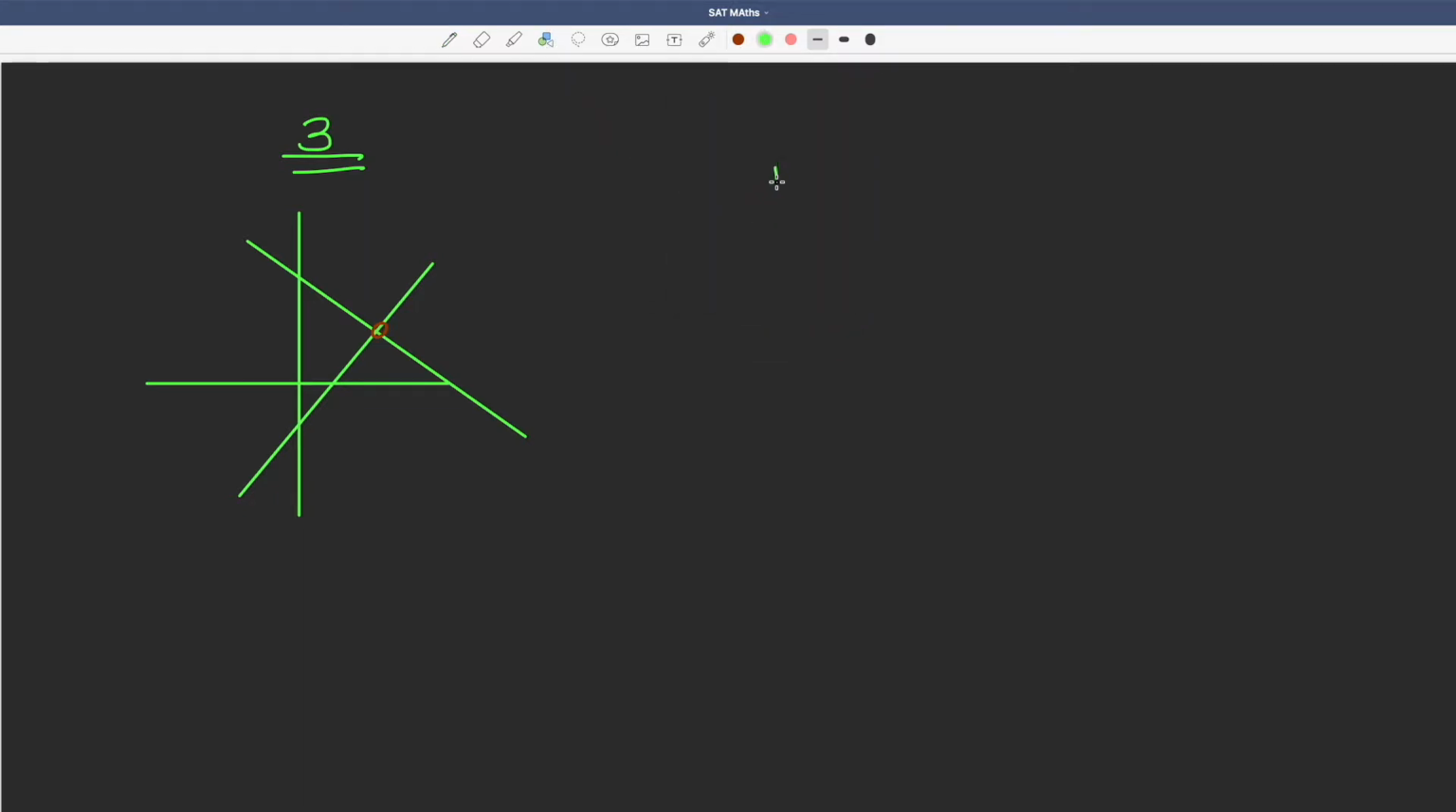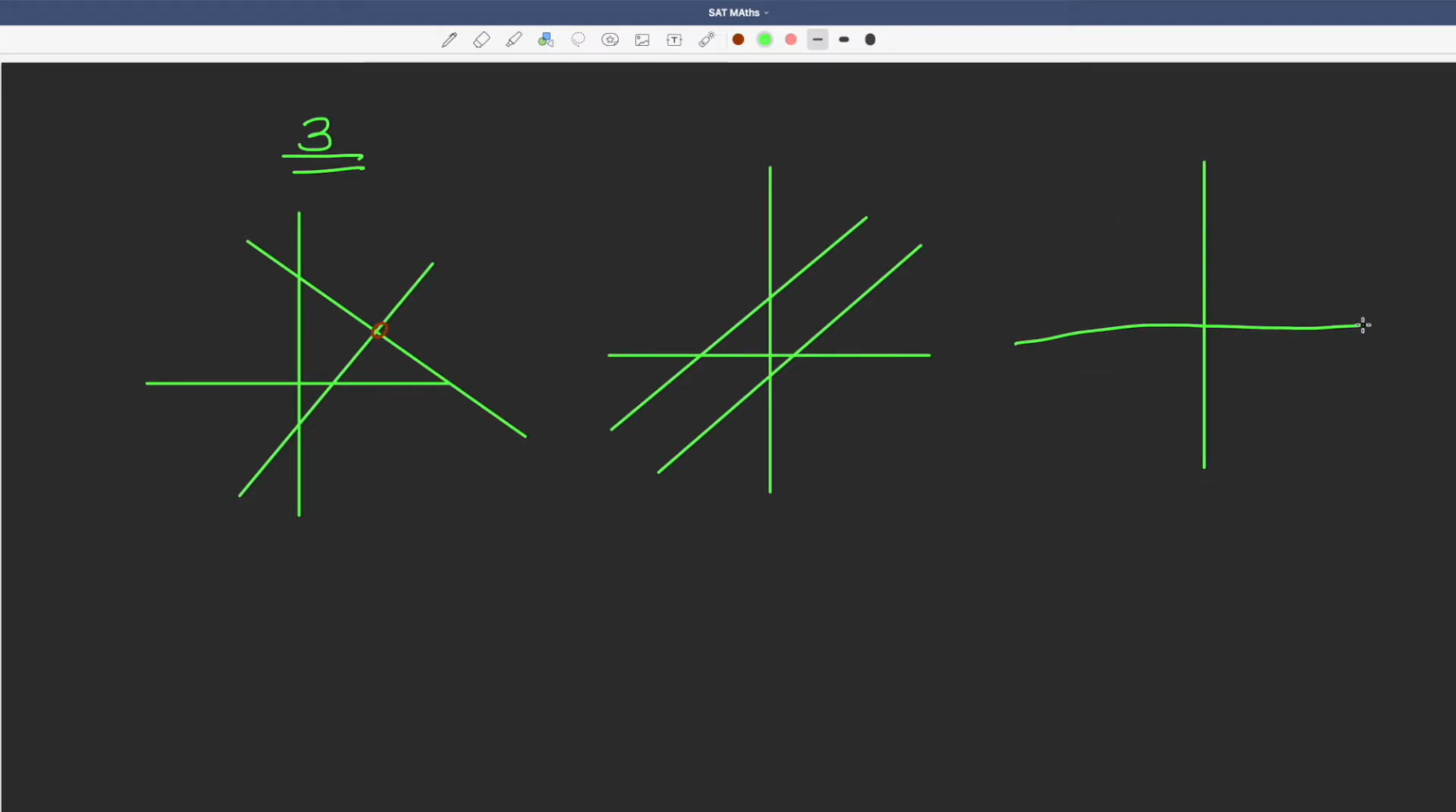And secondly, if the lines are parallel when graphed, this means that there are no solutions because there are no intersections. And lastly, if the lines are identical, meaning the two lines are the same, this means that every point on the line, so it can be here, here, here, is a solution. Therefore, the system has infinitely many solutions.